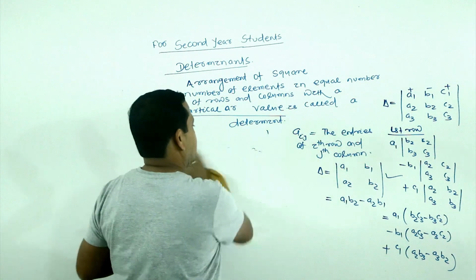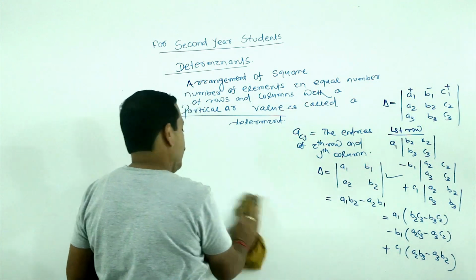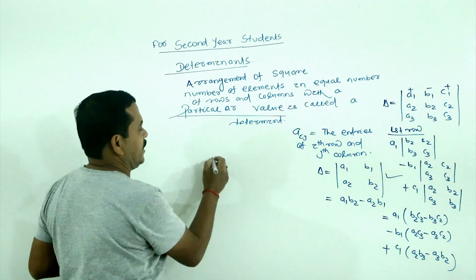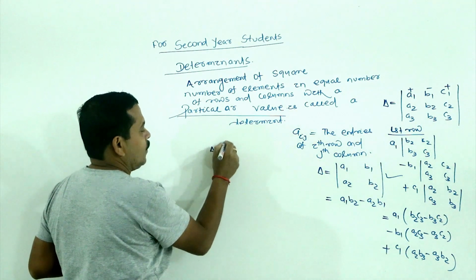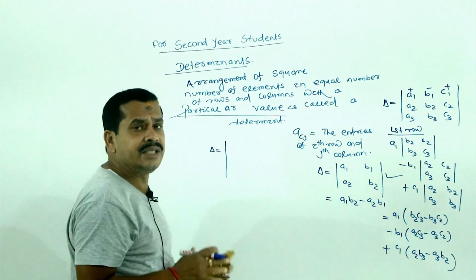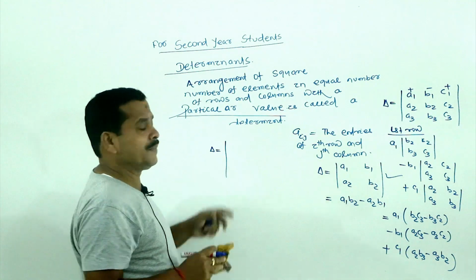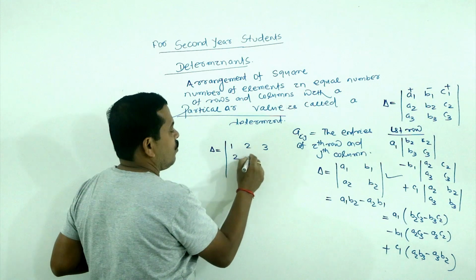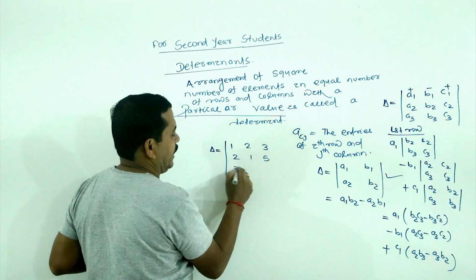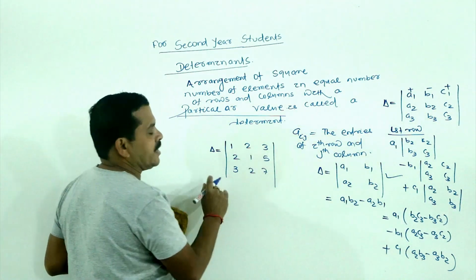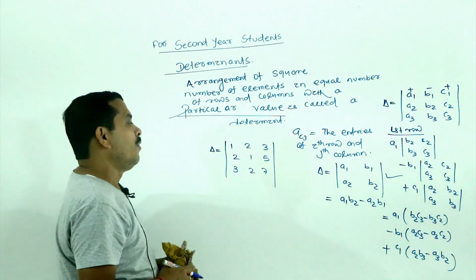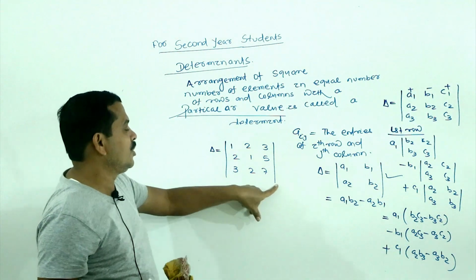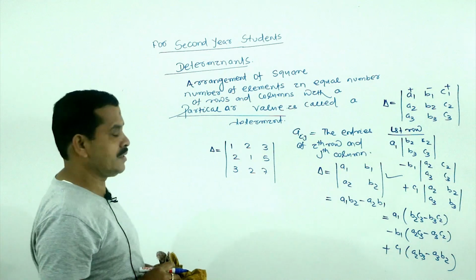For a particular example, suppose the determinant is, generally we denote the determinant as delta, 1, 2, 3, 2, 1, 5, 3, 2, 7. This is a third order determinant. We can expand this third order determinant in 6 different ways.